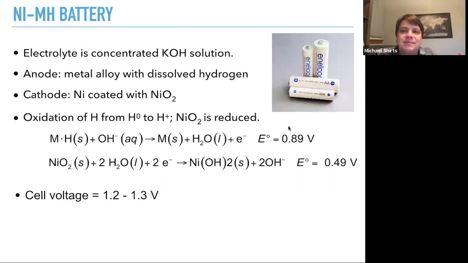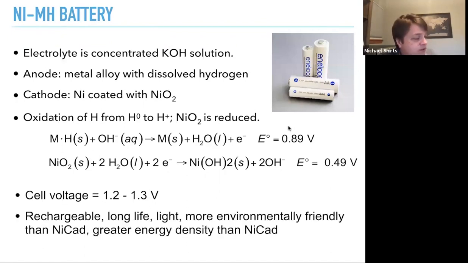This is a case where you can't just make a random battery that's 1.7 volts, because that's useless. The devices aren't set up for it, so you have to fine tune them to be the sorts of batteries that are already used. So these are rechargeable, long life, and more environmentally friendly than NiCad. It turns out that they also have greater energy density.